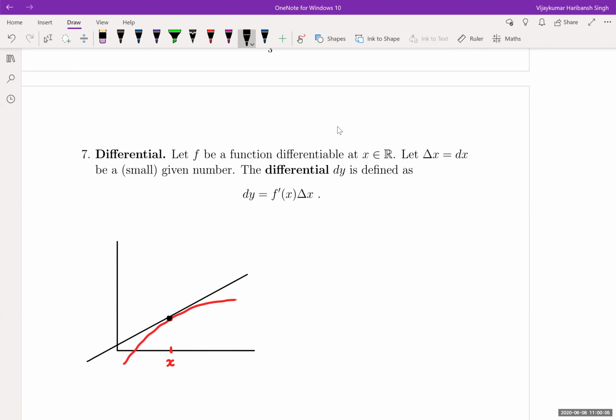So we have a tangent line at this point. Let the name of the tangent line be L of x. Do you agree? Okay. Now, suppose your x changes from x to x plus delta x. So the change in x, delta x, which is equal to dx, is a small change in x. Yeah. So delta x is change in x.